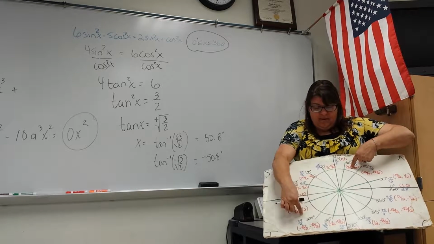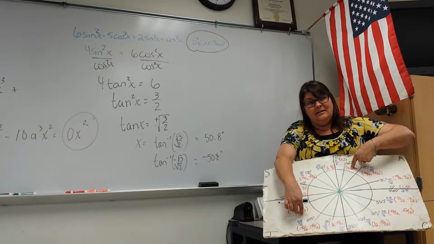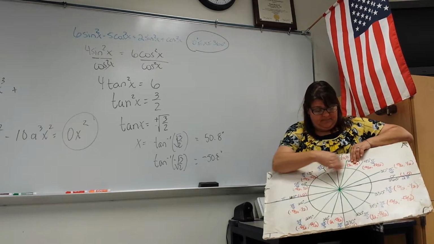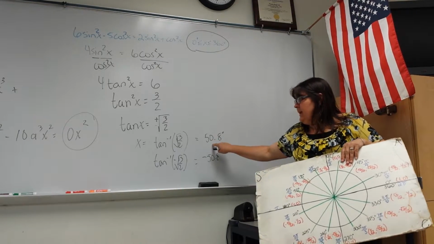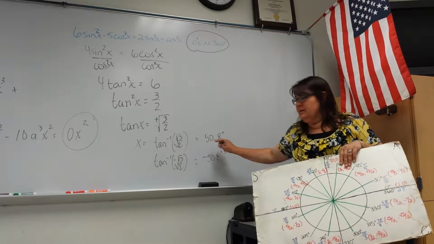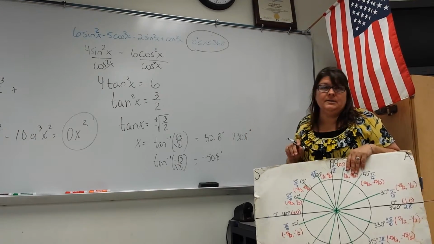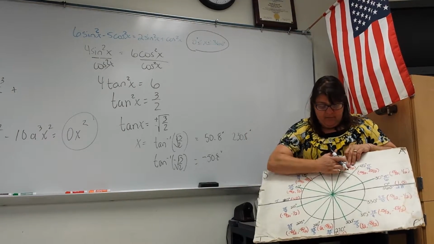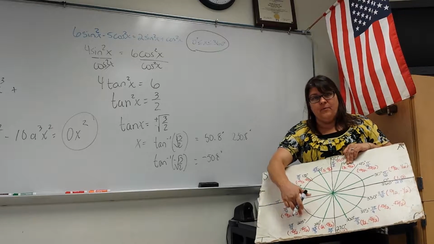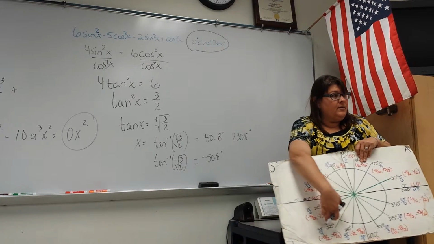But we know that's 180, and it's always 180 for tangent. Exactly. So what's 180 plus this? 230. 180. Okay, that's perfect. So we know if it's 50.8 from here, we're going to add 50.8 from here. All right, everybody so far so good?